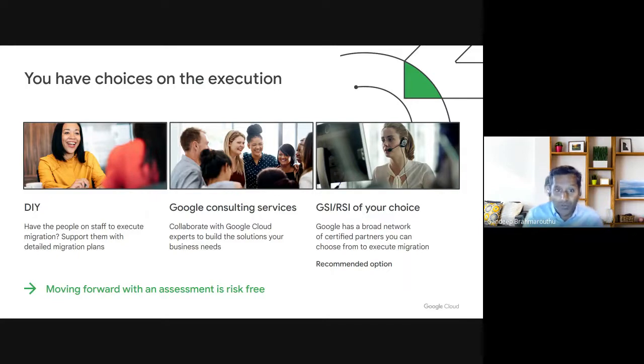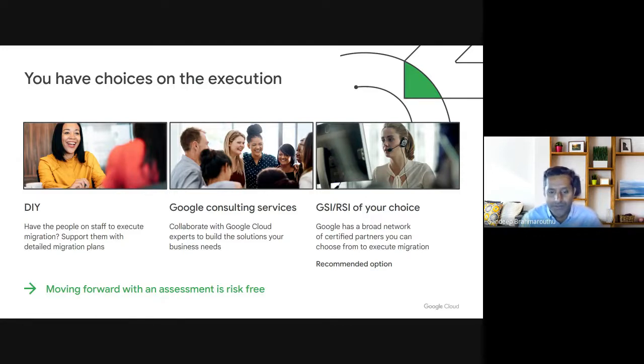If you want to leverage a partner, which we highly recommend that you do, we have a broad network of certified partners that you can choose from that can assist you every step of your migration journey. Or you can reach out to your Google team, and we're happy to engage our professional services organization to collaborate with you to ensure your project is successful.